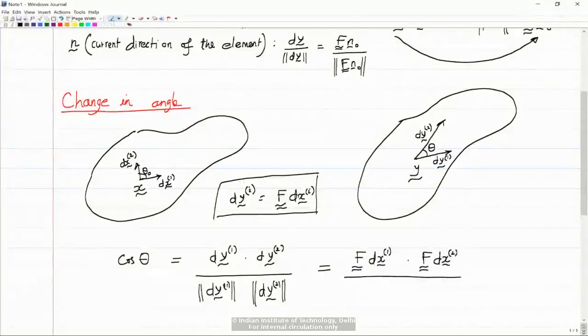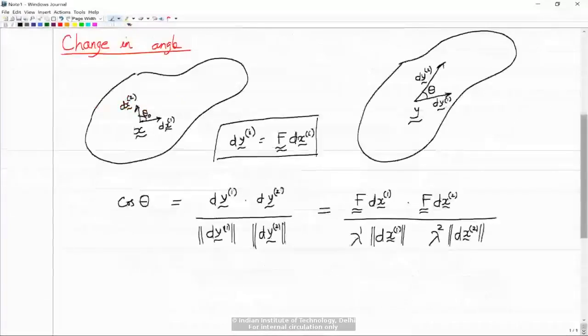divided by, in the denominator we have dy. Can't we write it as lambda 1 into magnitude of dx1, and the other one is then lambda 2 into magnitude of dx2, isn't it?